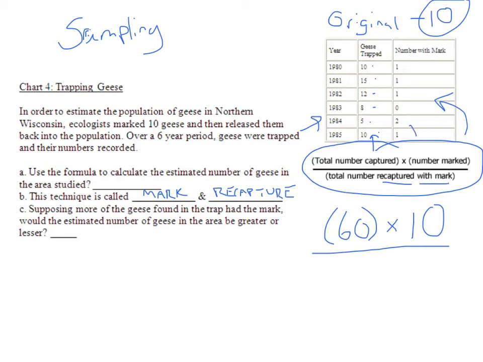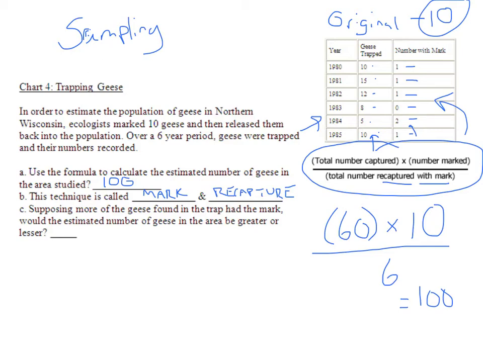So now we're talking about this data. If we add up 1 plus 1 plus 1 plus 0 plus 2 plus 1, that's going to equal 6. If you do this math, 60 times 10 divided by 6, that equals 100. And so our estimated number of geese in this population is 100 geese, based solely on the number that we trapped and the number that had a mark the second time we trapped them.